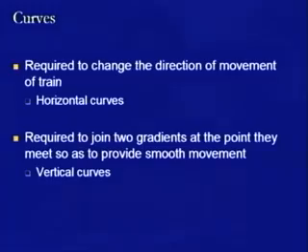Now, as soon as we are talking about gradients, it means we are discussing the vertical profile, and here we are in the vertical plane. So, because we are in the vertical plane, the connectivity of these 2 gradients is termed by the name vertical curves. Wherever 2 straight portions have been joined together by some curvilinear portion, that is a curve being provided at that location. Whether we are talking about a horizontal curve or a vertical curve, the change of direction is involved in that movement.